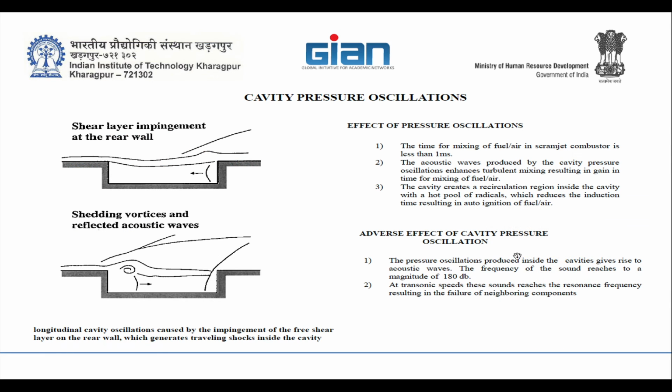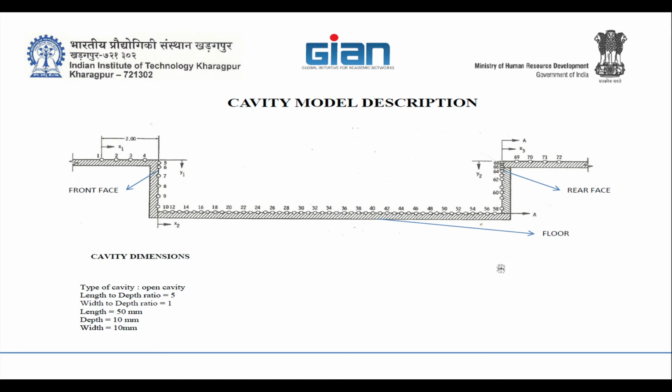These are the pressure oscillations, flow physics data. Coming to the model description, we are describing the cavity in 3 surfaces, where this one is the front face, this one is the floor, and this one is the rear face. We have taken a length to depth ratio of 5, which means it is an open cavity, where length is 50 mm, depth is 10 mm and width is 10 mm.